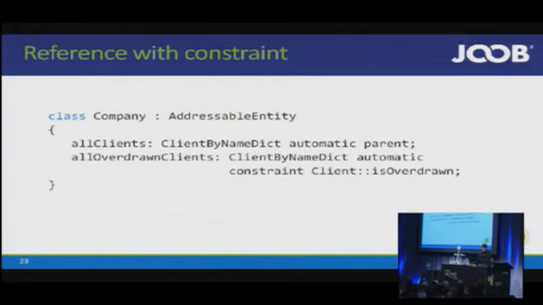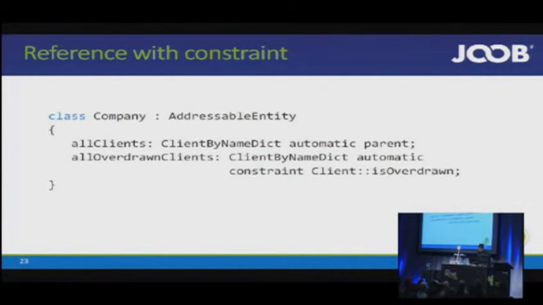Okay, what can I do with a condition? Then I define here 2 collections out of company. One that says all clients, and it's of type clients by Dick and so on. And I have another one called all overdrawn clients. But this one is constrained only when it's overdrawn. So what it means, when you set the inverses, it will set the first one because it's unconstrained, and it will set only the second one for those members that meet the condition. It's overdrawn.